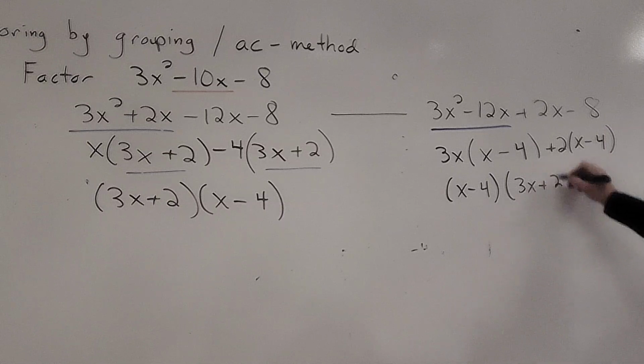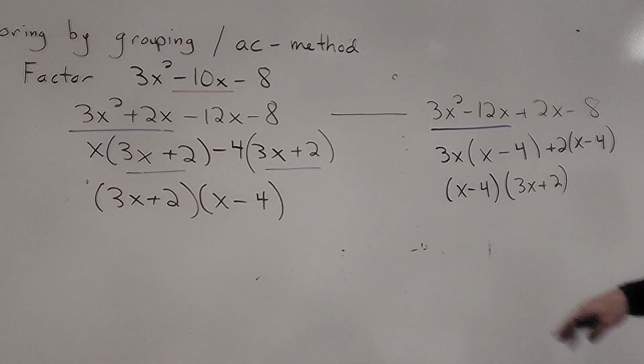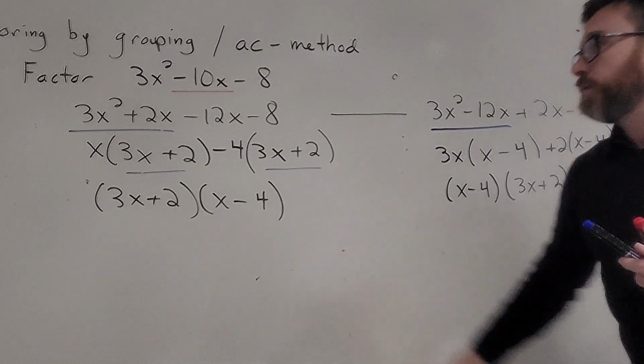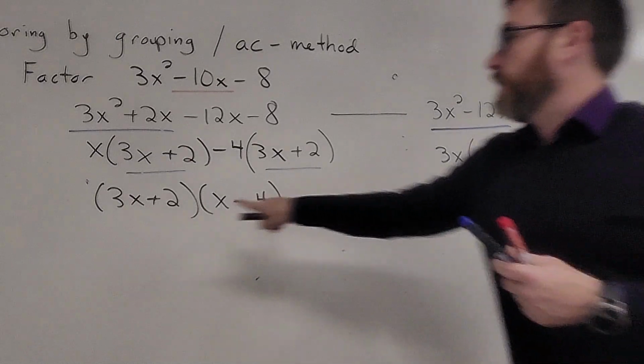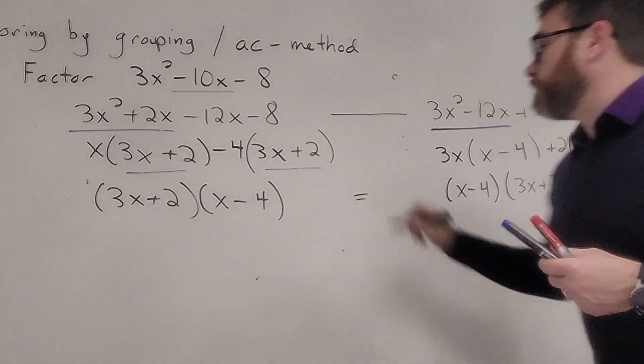So the exact same set of binomials, just opposite order as far as multiplication. But multiplication is commutative, so this and this are equal. Those are equal.